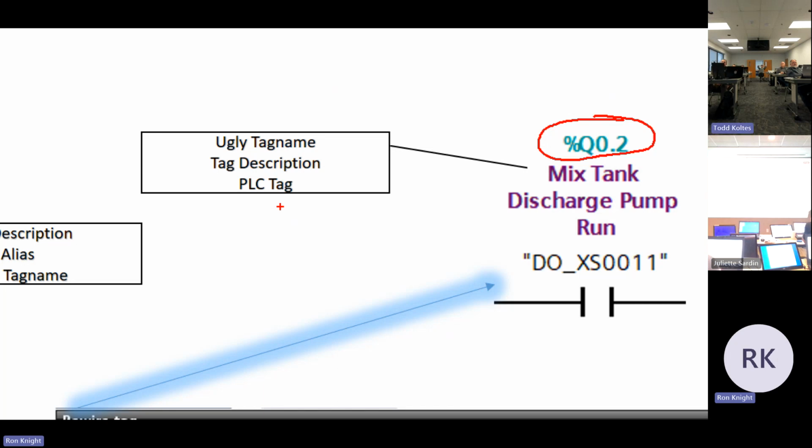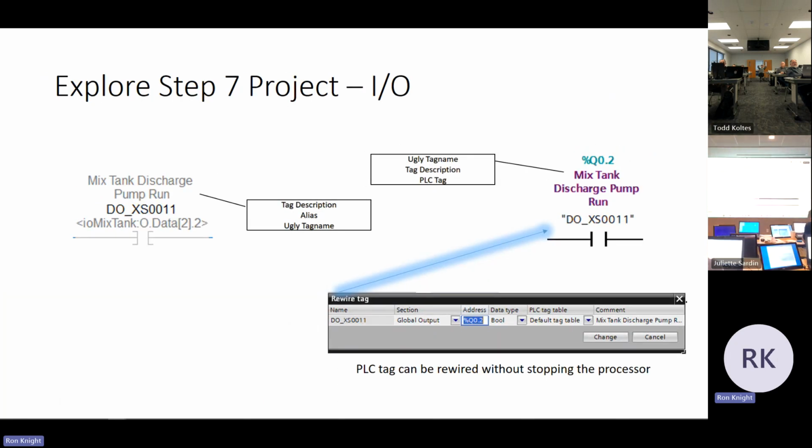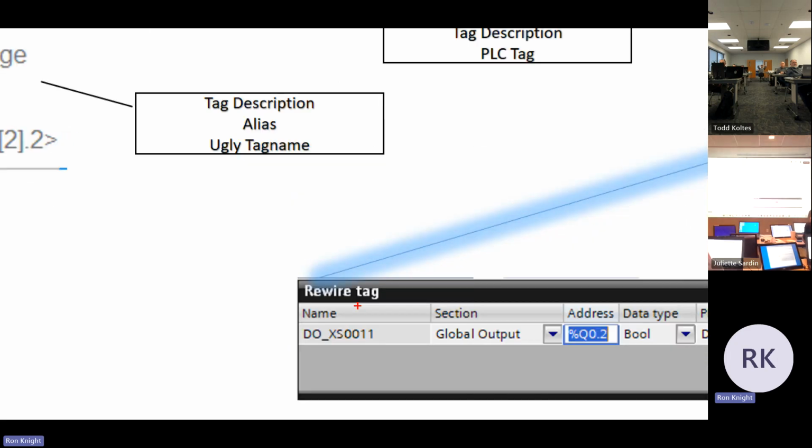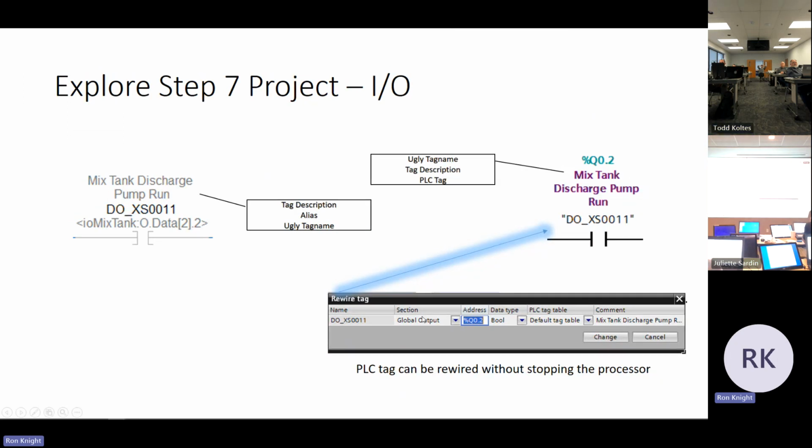Also, we described how we don't like that with an alias we can't change what it points to online with the PLC. In Siemens, we can actually rewire, that's what the process is called. We can rewire a tag to point to a different IO point without stopping the processor. So we don't have that limitation that we have with aliases in Rockwell. So no need to map IO. We don't do that in Siemens.